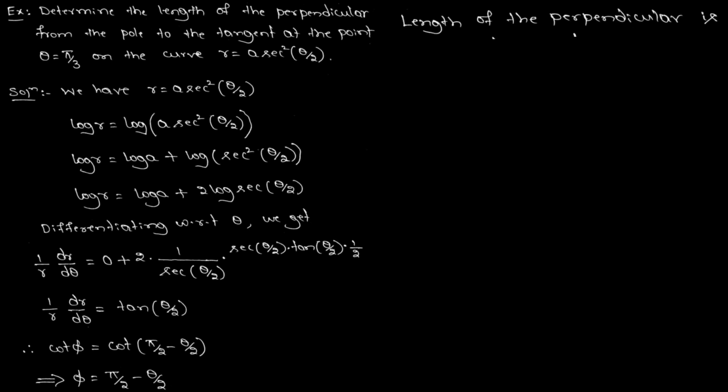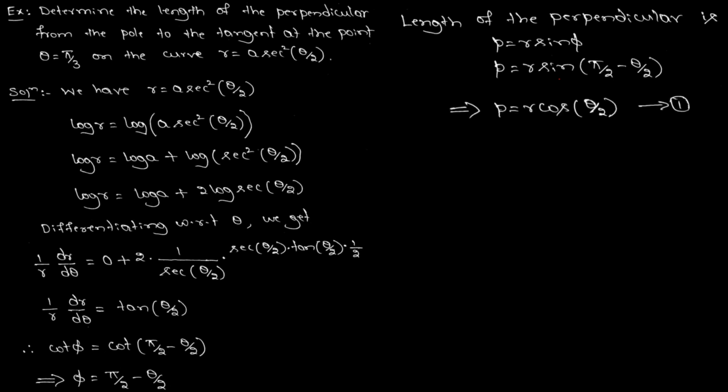Therefore the length of the perpendicular is P is equal to r sin phi. We know this expression for P. Let us substitute the value of phi. P is equal to r sin phi. In the place of phi we have pi by 2 minus theta by 2, and we know that sine of pi by 2 minus theta by 2 is cos of theta by 2.